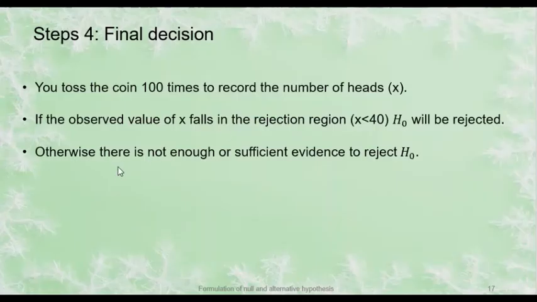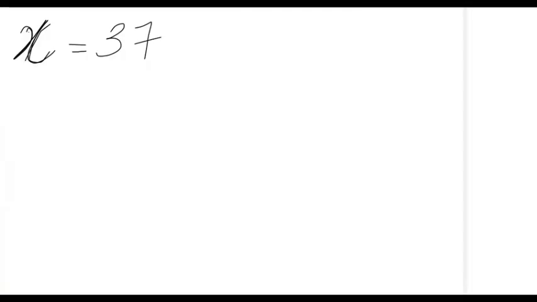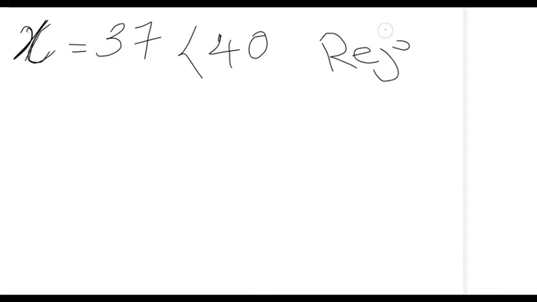Then if the observed value of X falls in the rejection region, it means if X is less than 40, H0 will be rejected. So look here again. 37 is less than 40. It means the value of X falls in the rejection region. So the final decision, or the final result, is reject H0.